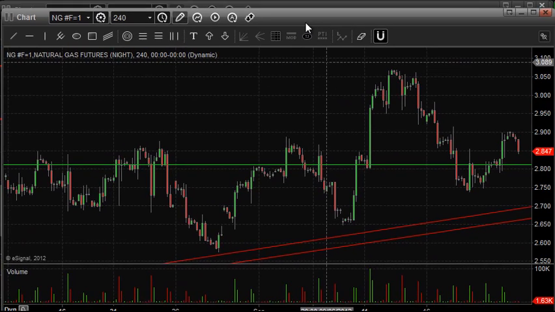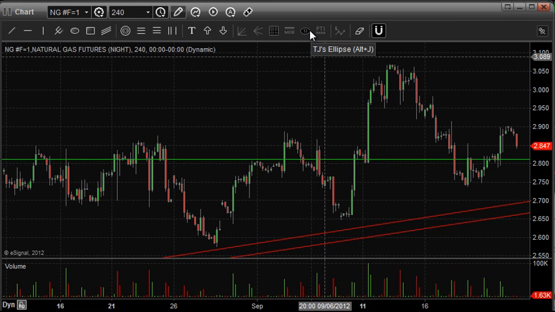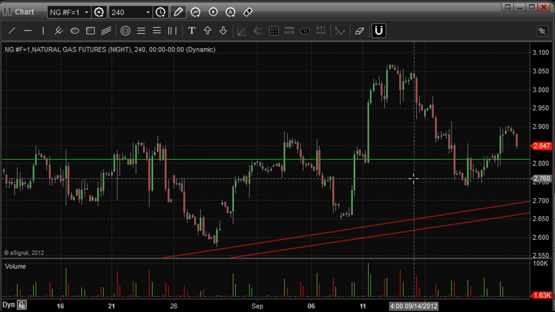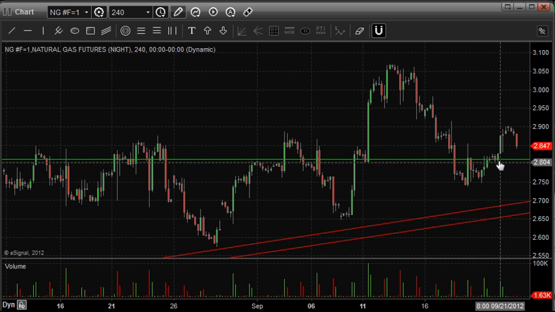Looking at natural gas, it had a nice pop last week, started to sell off, and has pulled back a little bit this morning. It's got this key pivot level here, and we had a nice pop above that.